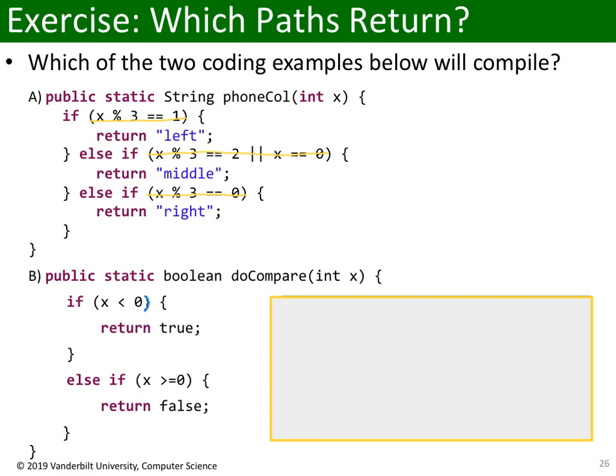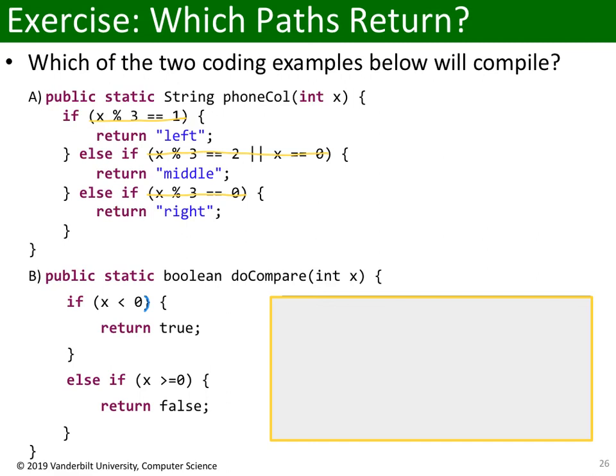So if x is less than 0, then we will return true. Else if x is greater than or equal to 0, we will return false. I mean, it makes sense. It seems like what we're doing is comparing to see if it's greater than or less than or equal to 0. So basically doing a check for negativity. But no, this will not compile.